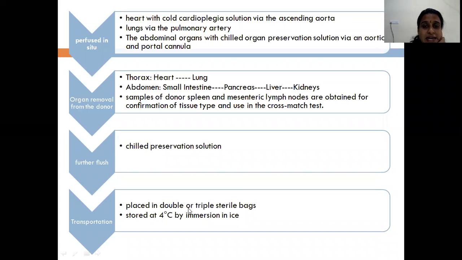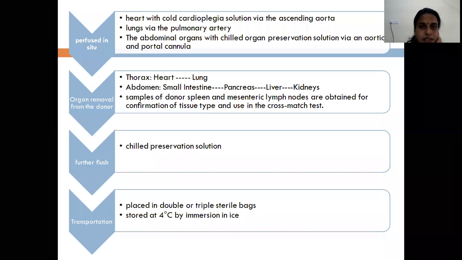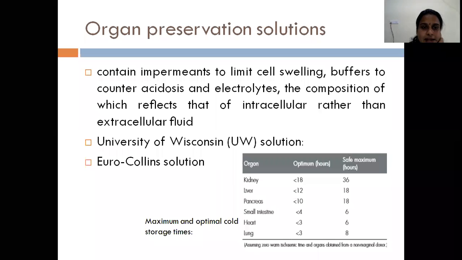Static transportation was initially advocated, but now there is machine perfusion allowing for non-static transportation also. Okay. Next is, what are the organ preservation solutions that we usually give? Most important, what are its characteristic features?